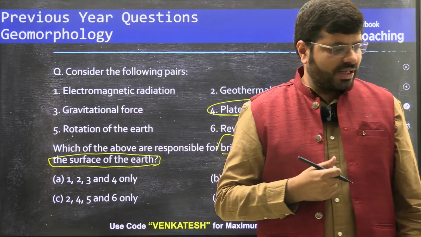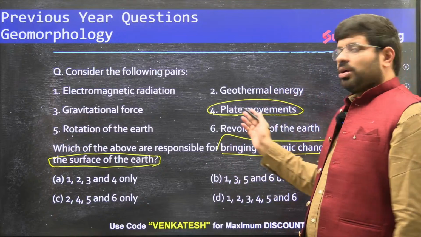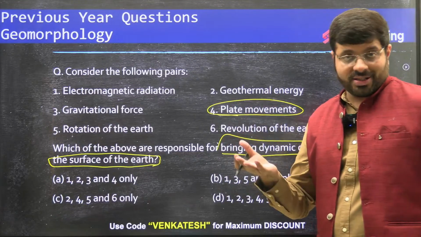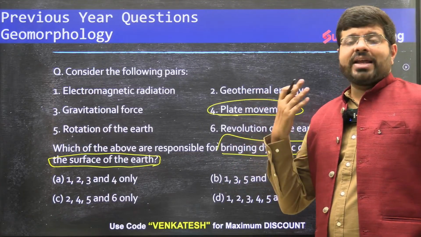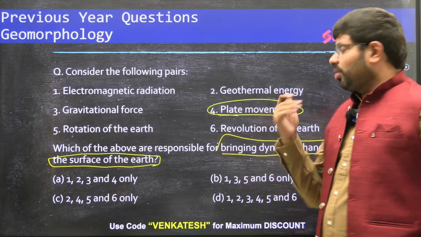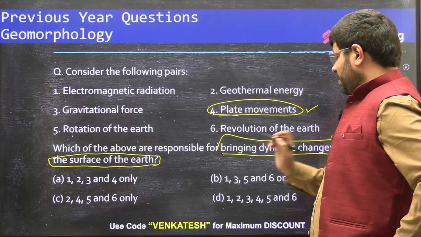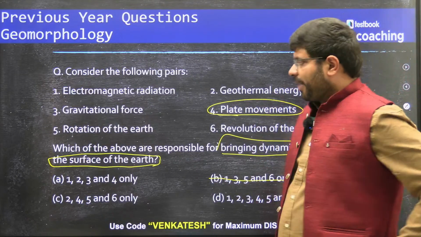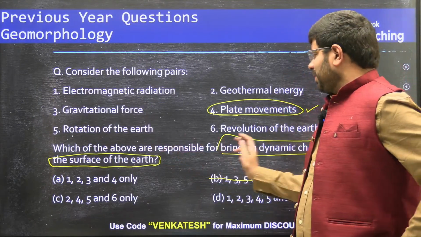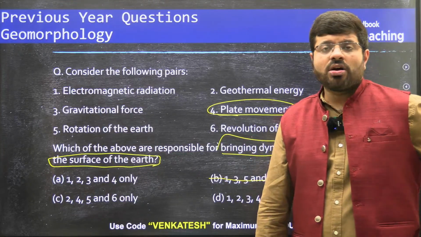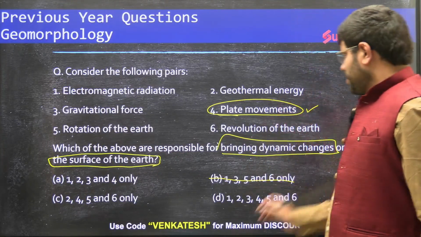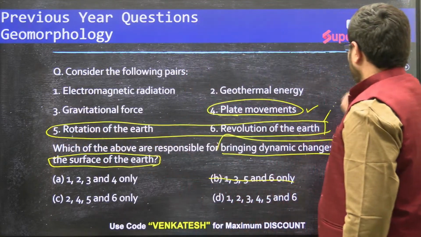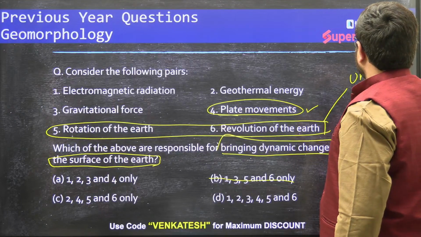So you should know that plate movements, plate tectonics, are responsible for earthquakes, volcanoes, fold mountains, the mighty Himalayas, the island chains of Indonesia, Philippines, all those things. So 4 will be definitely there. The moment you say that, B would be eliminated, right? Then rotation of the earth and the revolution of the earth. Is it not rotation and revolution which are responsible for unequal heating of the earth?